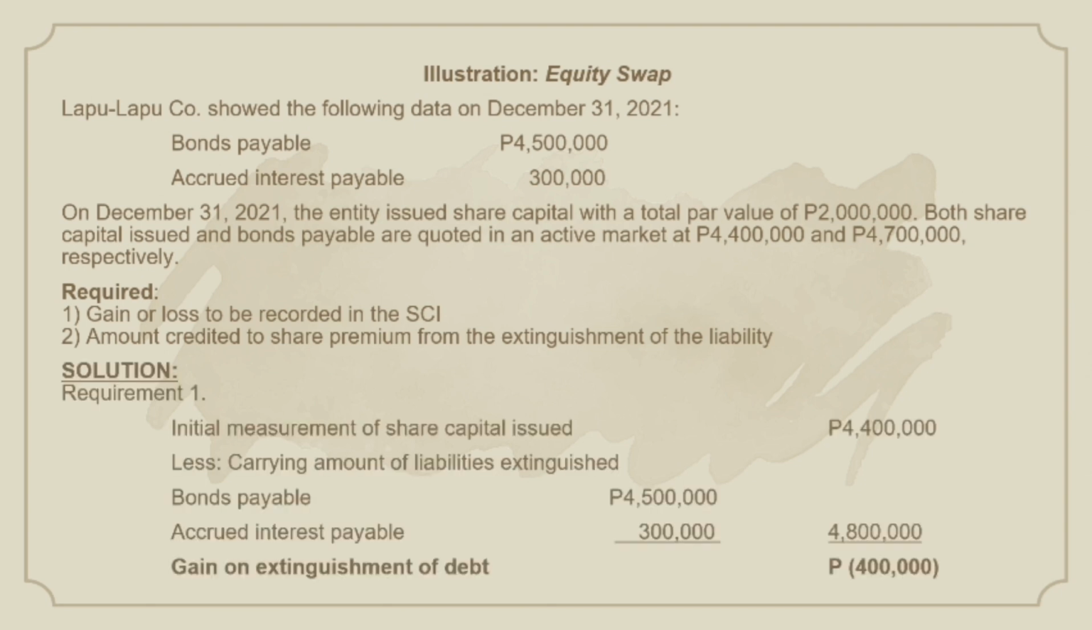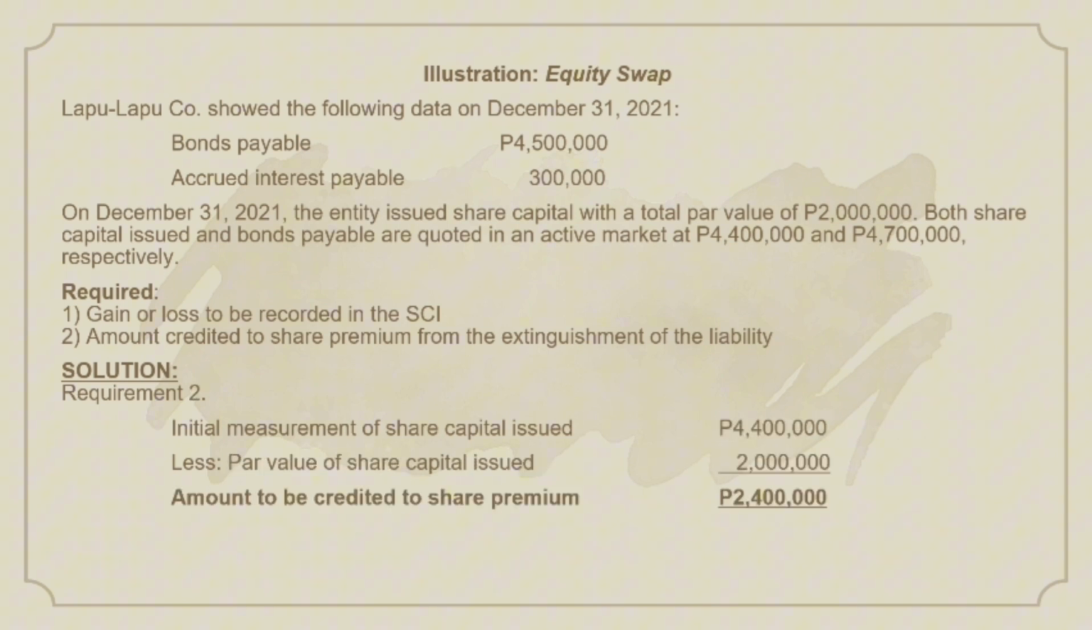So we have here the gain or loss to be recorded in the statement of comprehensive income: the initial measurement of share capital issued of 4,400,000 less the carrying amount of liabilities extinguished, bonds payable of 4,500,000 and accrued interest payable of 300,000. We have 4,800,000. So the gain on extinguishment of debt is 400,000.